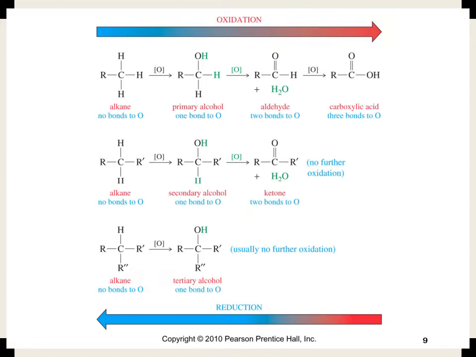Similarly, these reactions can happen in secondary alkanes, which produce a secondary alcohol, and on oxidizing that secondary alcohol, you end up with a ketone. And if you use a tertiary alkane, you can end up at the tertiary alcohol, but after that you can't really oxidize this easily.